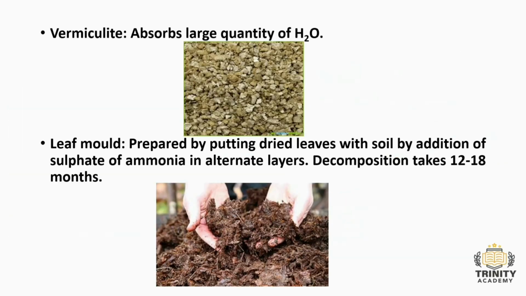Next we are going to see vermiculite, which absorbs a large quantity of water. Next, leaf mold, prepared by putting dried leaves with soil by addition of sulfate of ammonia in alternate layers. Decomposition takes 12 to 18 months.